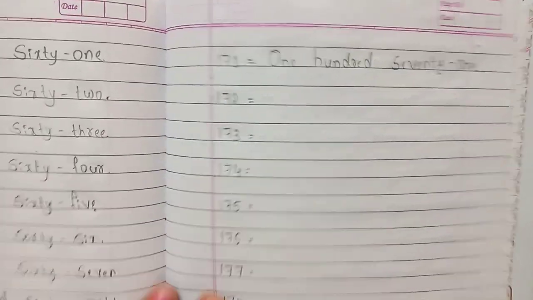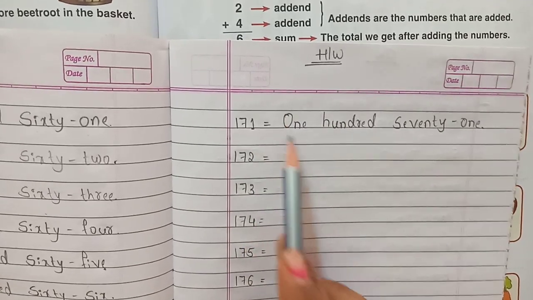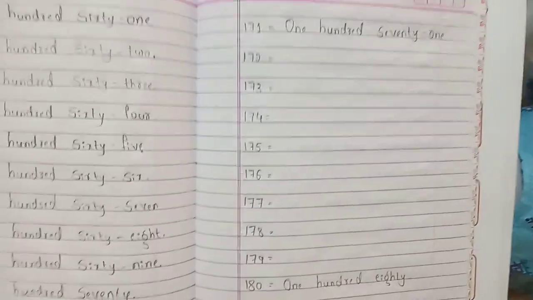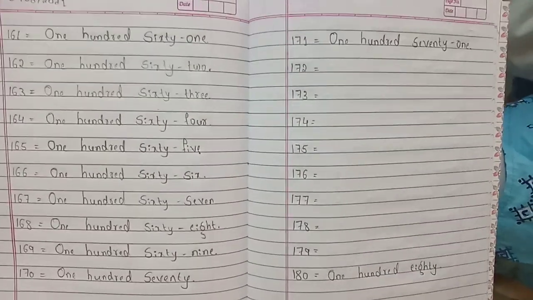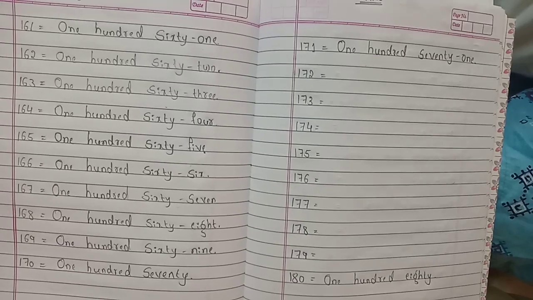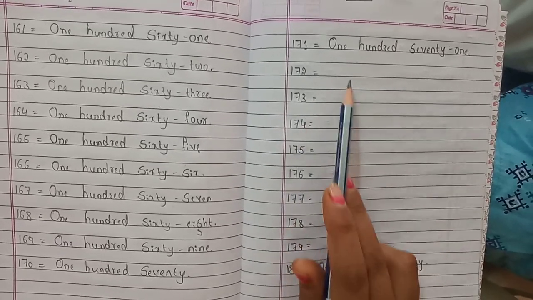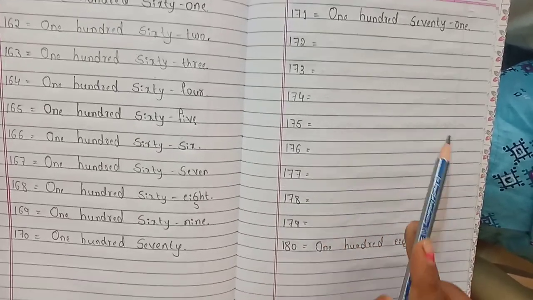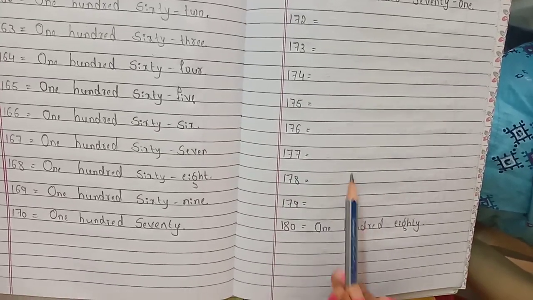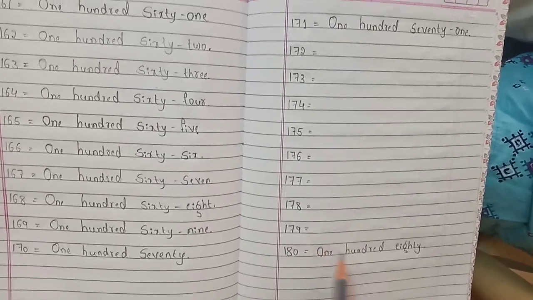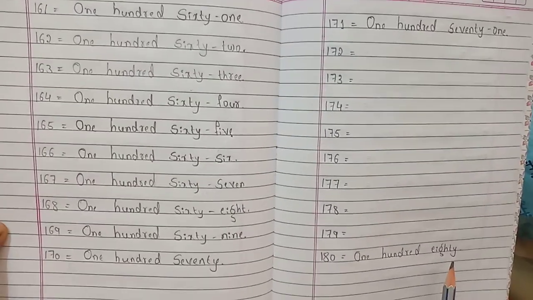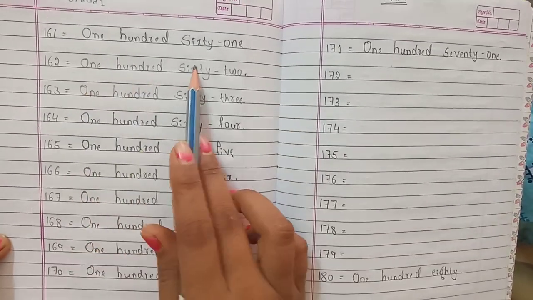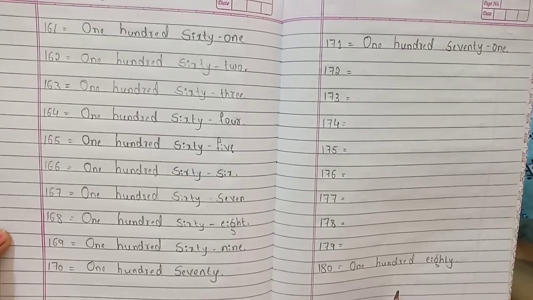See here. This is our homework, starting from 171 and ending with 180. Very neatly you have to complete the remaining numbers as 172, 173, 174, 175 like this. Complete till 180. Okay, like this very neatly you have to complete the number names from 161 to 180 and send it to me.